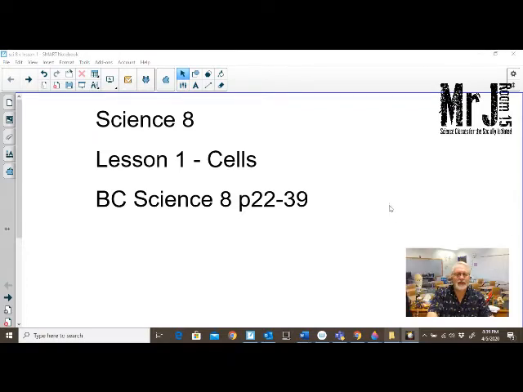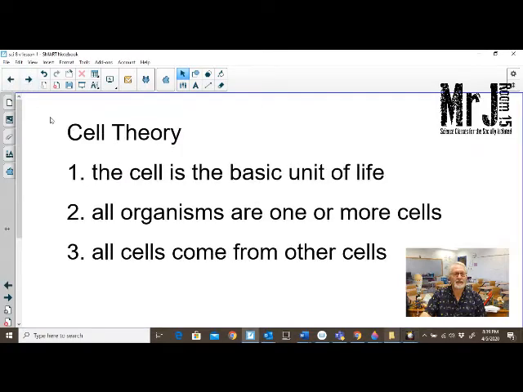Excellent. So here we are. We're dealing with Science 8, Week 1, Lesson 1 on the cells. The basis for this is BC Science 8. That's your textbook, pages 22 to 39. I refer you to those pages. You have colored diagrams, and you'll have other diagrams that you can take a look at. And if you have questions, that'd be a good place to start. You can go through and read that if you want to. As I say, sometimes it will make more sense as you go through.